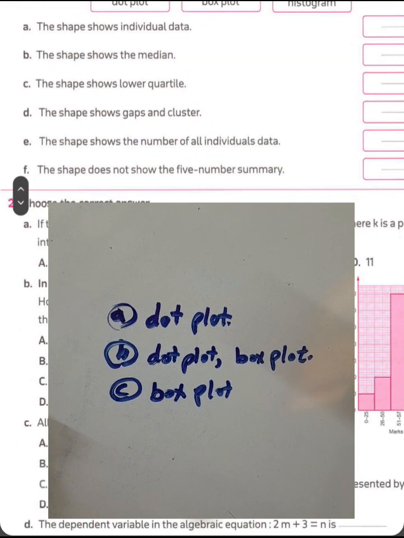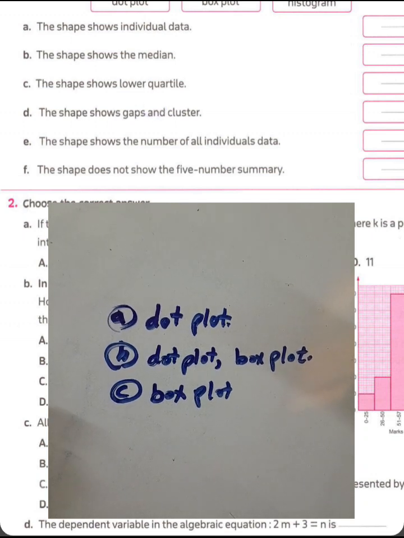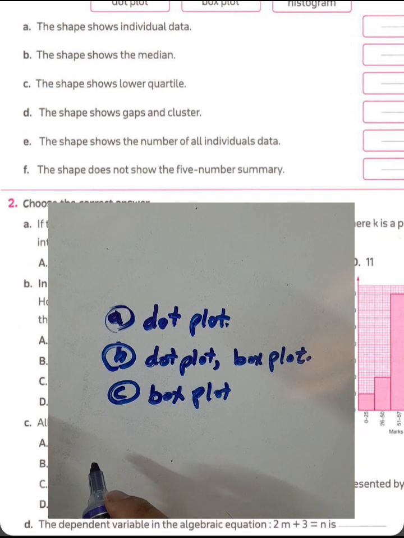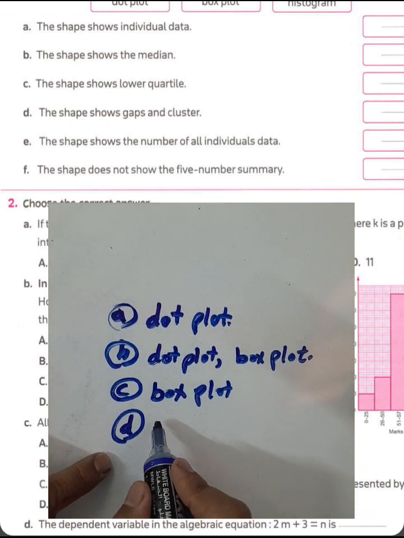letter D. The shape: choose shapes and clusters. Shapes and clusters, we must use what? Dot plot. Question letter D, you must choose dot plot.